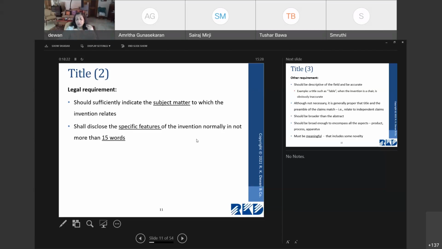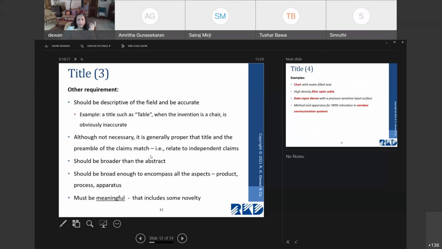We don't need to really disclose the invention here, but we need to point to a specific feature of the invention. Sometimes, in practical life, we definitely will indicate the subject matter. We may not really go into the specific feature. However, this is the legal requirement, that it should disclose the specific feature. But again, there is a limitation of 15 words. So these three things we need to consider when we are writing the title.